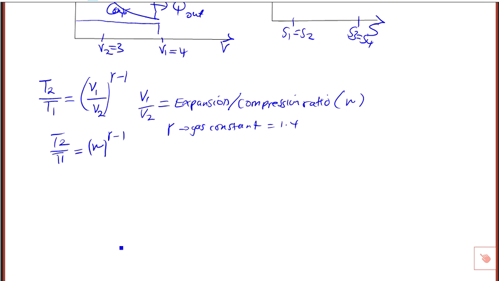Another comparison is in terms of pressure. It means that P2 over P1 is equal to V1 over V2, but to the power gamma alone, which is the same as r to the power gamma.